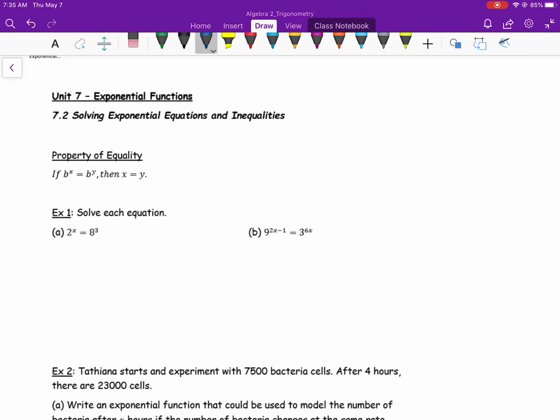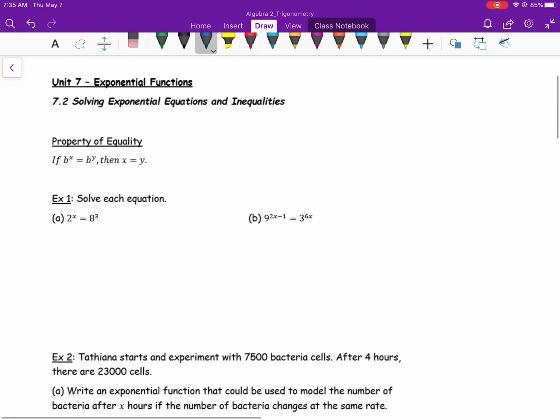Alright, good morning. We are moving on to solving exponential equations and inequalities. The big property that we need to know to do this is called the property of equality. And it says that if b to the x is equal to b to the y, then x equals y.